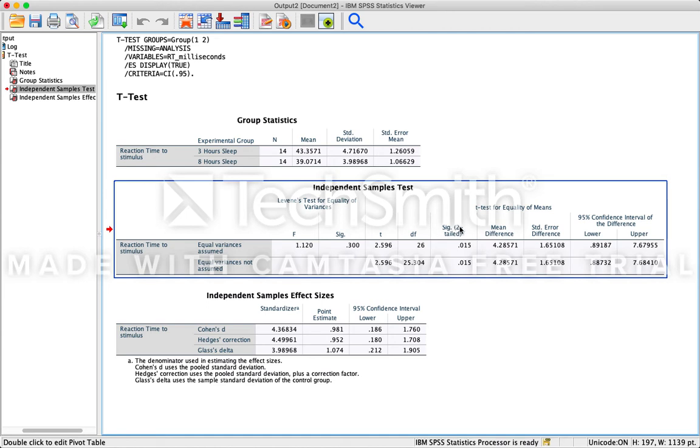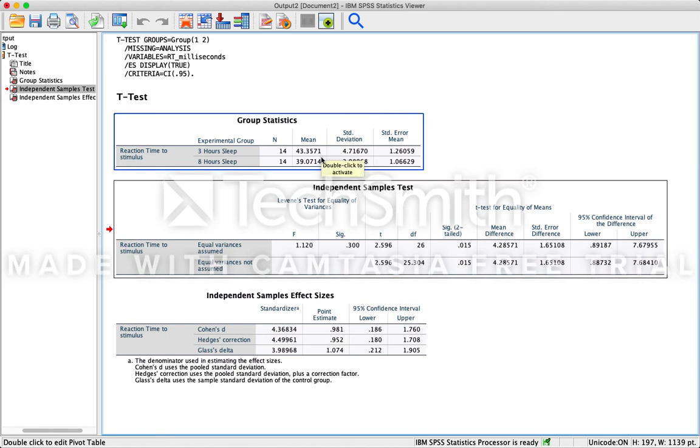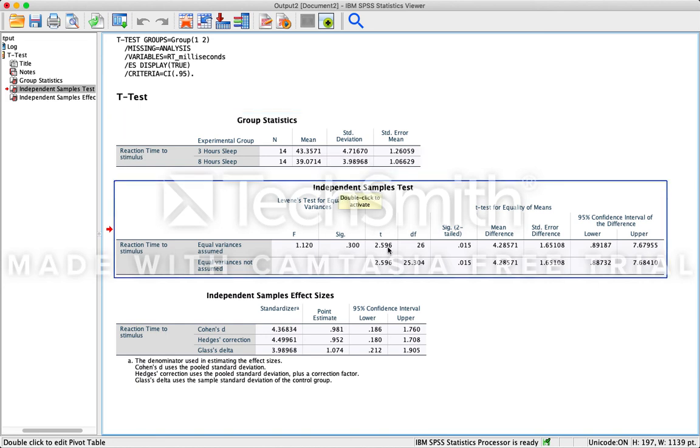So the important thing to look at in this table is the significance. You're looking for anything under 0.05. Since this is less than 0.05, we know that the two means are different. So that tells us that there's a difference in reaction time between those who got 3 hours of sleep and those who got 8 hours of sleep. And there's our t statistic and our degrees of freedom.